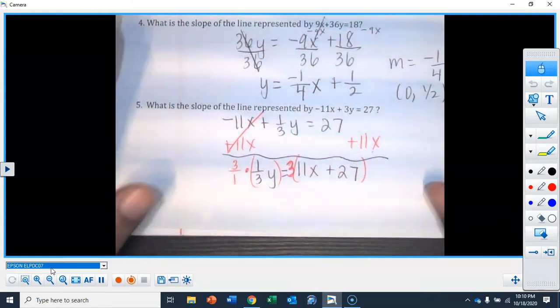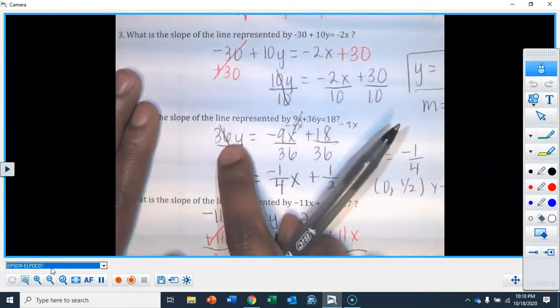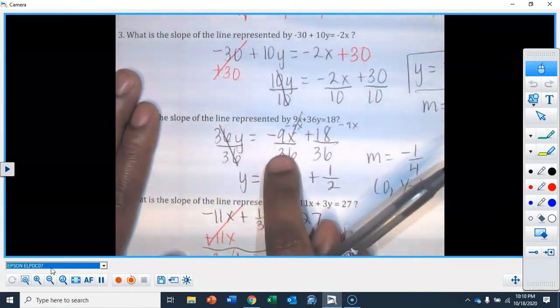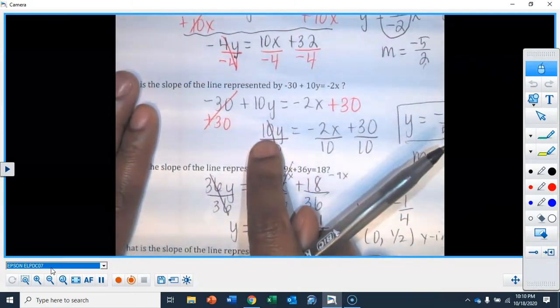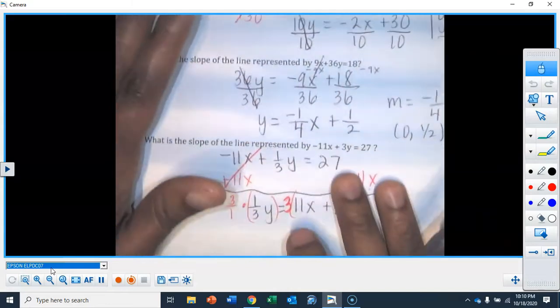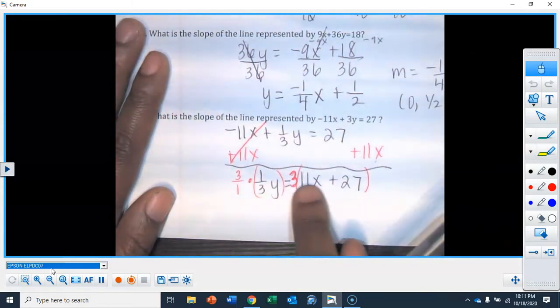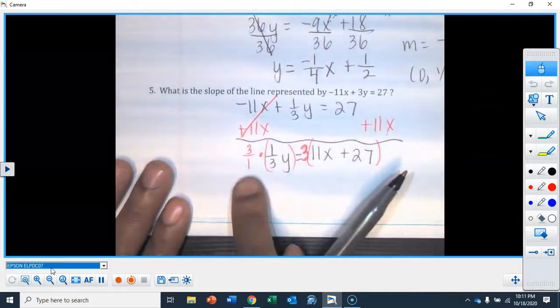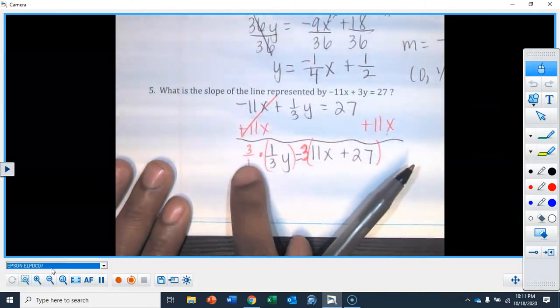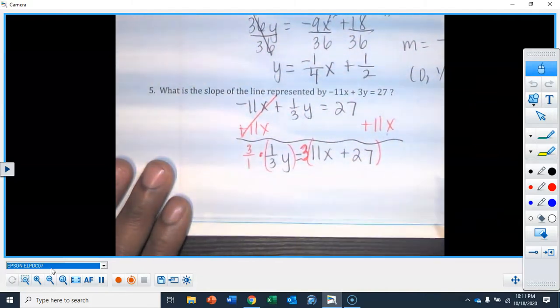It's the same thing. With the ones that you have whole numbers, what did we do? We divided everywhere by 36, 36, 36. We divided everywhere by 10, 10, 10. Well, if I'm going to multiply by the reciprocal, which is 3, I got to also multiply both of those by 3. All right, so here's the answer. 3 times 1 is 3. 1 times 3 is 3. 3 divided by 3 is 1y.